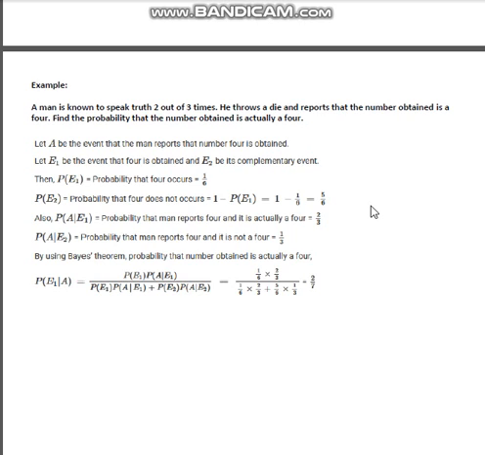Now using Bayes theorem to find the probability of the number being actually 4, will be the probability of event E1 given A, that is the number obtained is basically 4. So what will be the probability that he's telling the truth when we have gotten the 4 actually. So substituting all the values that we have calculated above, we will end up with 2 over 7, which basically tells us the likelihood that the number obtained will actually be 4 given he speaks truth 2 out of 3 times. So we see how we can employ Bayes rule to basically predict probabilities of different events.